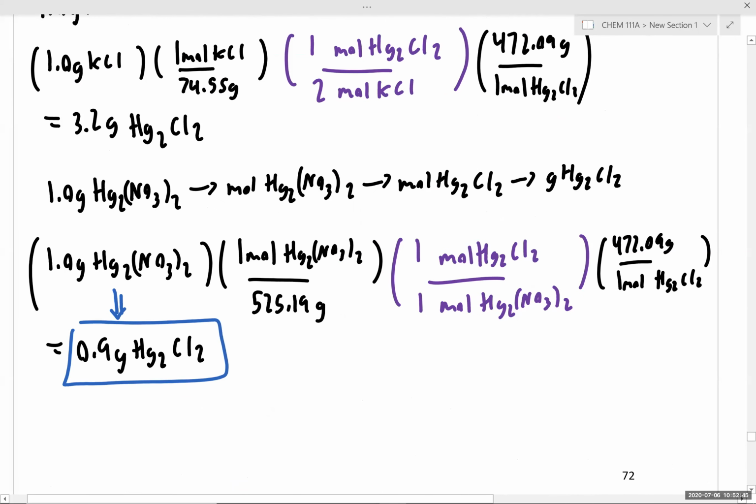Let me check. I can double check the calculations and punch this into the calculator one more time. So we have 1.0 over 525.19 times 472.09. And that gives us 0.9 grams. I don't see an issue with this calculation when I punched into my calculator. If there's a small amount of drift, because this answer is rounded, that's perfectly okay.